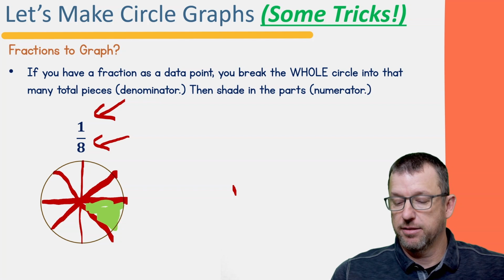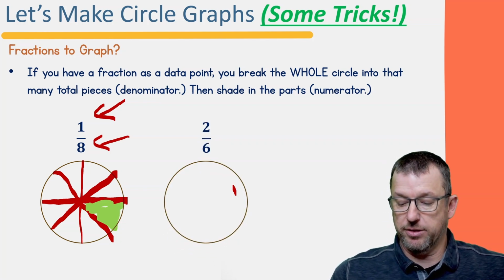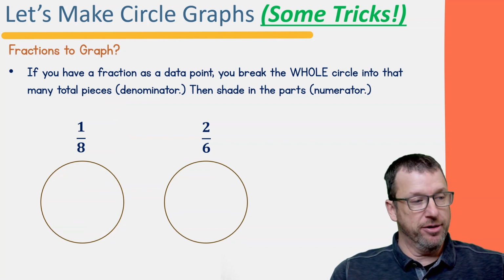Cut it into eighths and then shade in 1. Okay, so now we have 2/6. Let's go ahead and break that into 6. All right, so we have an even number.